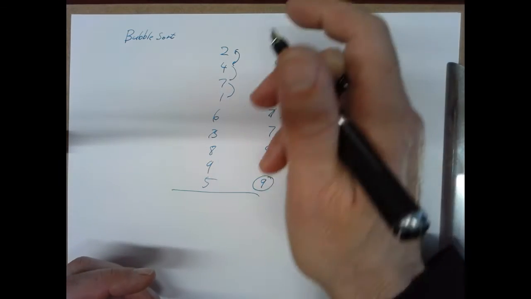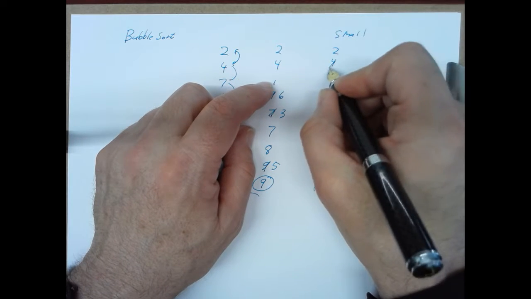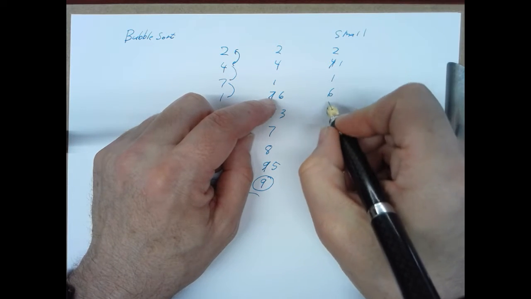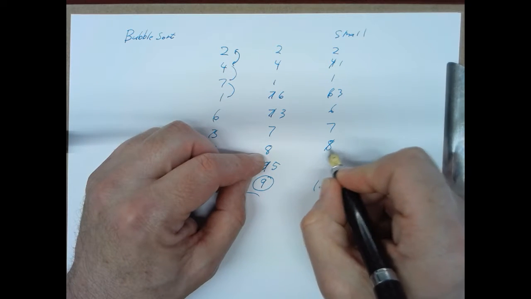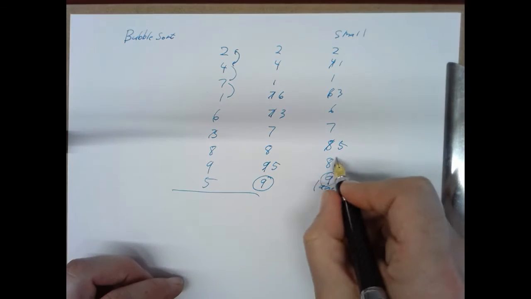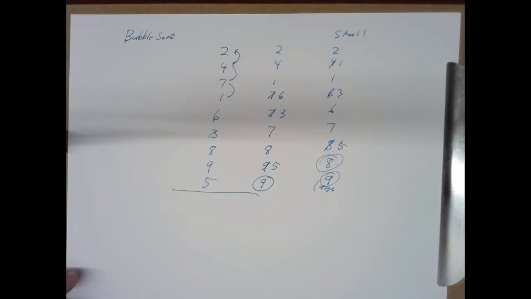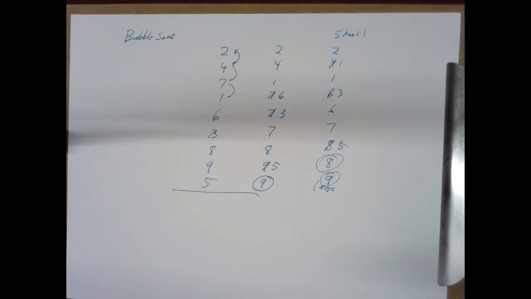And after we do this a second time, so the 2, 4, the 4 and the 1 will swap, 6 and the 3 will swap, 7 will stay there, 8 will stay there, 8 and the 5 will swap, and the 9 stays where it was, and now the second largest number is in the second largest position. And so if we have 9 numbers to begin with, if we do this whole thing 8 or 9 times or more, we'll end up with a totally sorted list. Okay, so that's basic bubble sort.